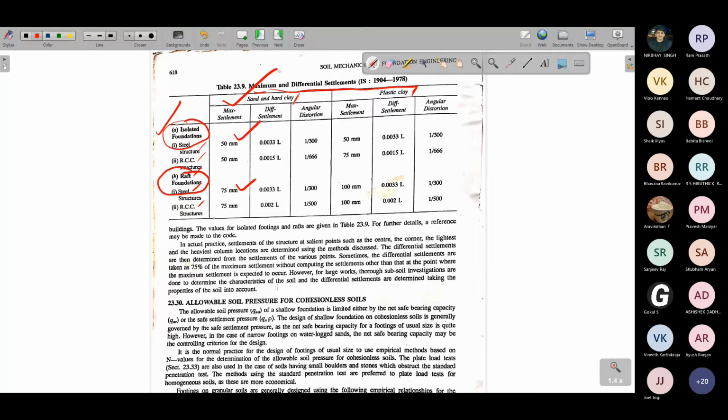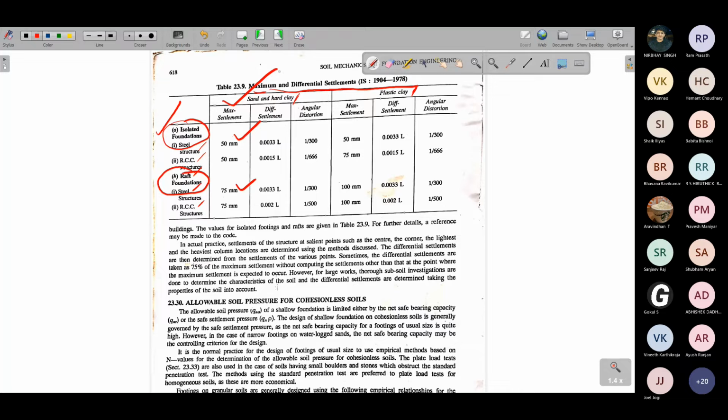Maximum settlement. Understood? That means for the raft we will allow more settlement, because a raft is like a mat foundation. So we'll allow more settlement compared to the isolated. Maximum 75 we will allow for a raft foundation, but in the case of the isolated footing, only 50 mm. 50 mm means 5 centimeter. This is the maximum settlement, not the differential settlement. Maximum 5 cm we can allow.